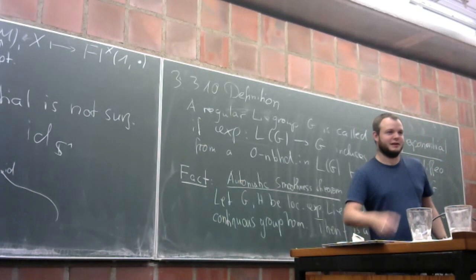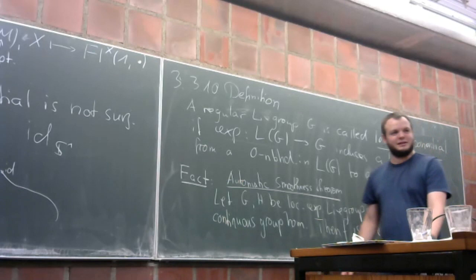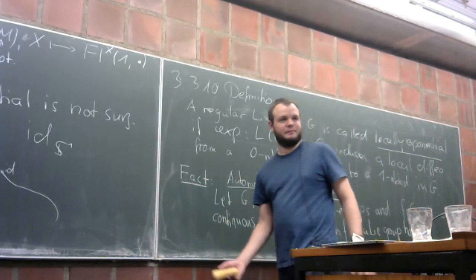Okay, now let me produce an example. Let's see whether I can do something relatively simple. For example, the Butcher group from numerical analysis is locally exponential. Actually, it's much stronger, it's exponential, meaning that the exponential map is a global diffeomorphism.